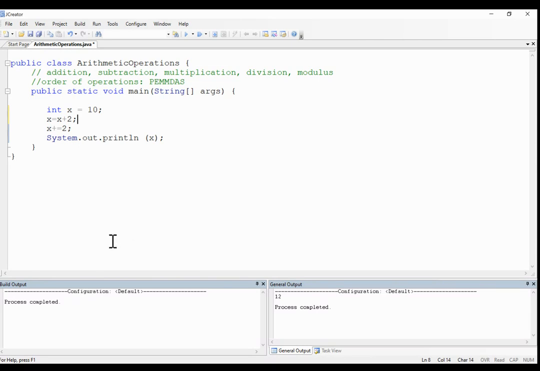They add 2 to the value of 10. But the second one is much easier and it takes less coding. So that's why it is most frequently used. Okay, but they have the same effect. The same thing for minus. X equal x minus 2 is the same thing as x minus equal 2. So these two are exactly the same thing.